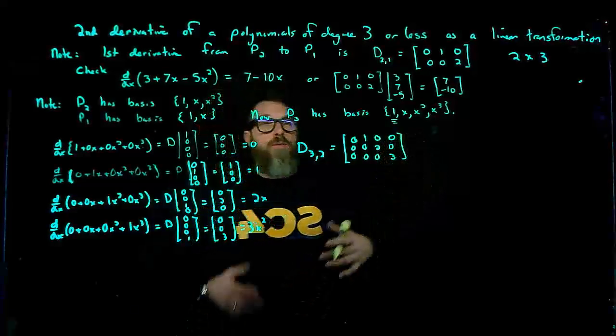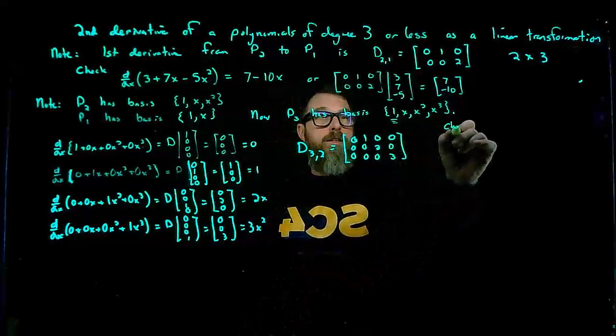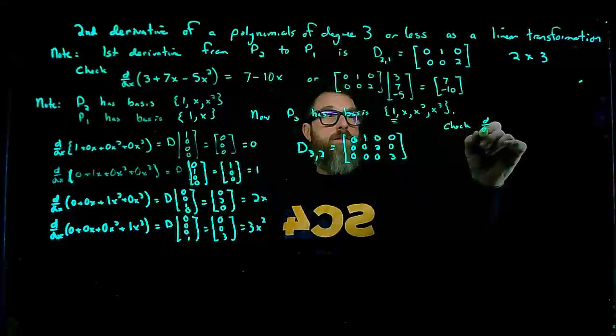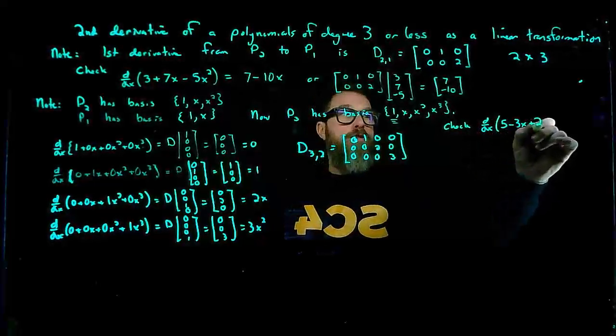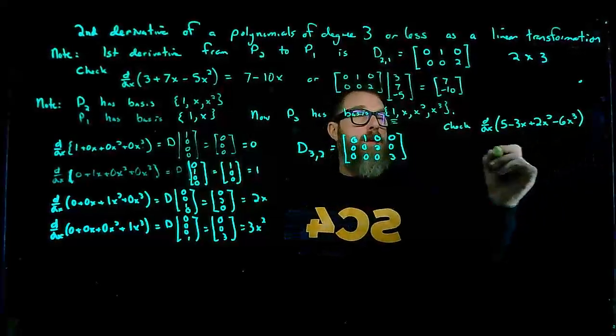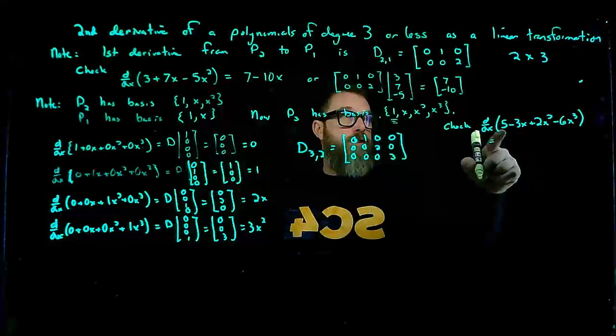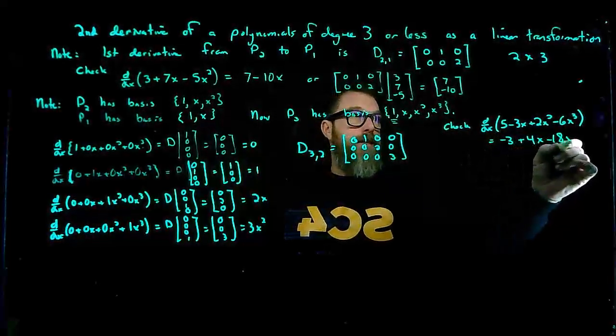And what's nice is we can do a real quick check. Let's just do a quick check. What is the derivative with respect to x of 5 minus 3x plus 2x squared minus 6x cubed, for instance? Well, if I take this thing's derivative, this will be 0, this will be minus 3 plus 4x minus 18x squared.